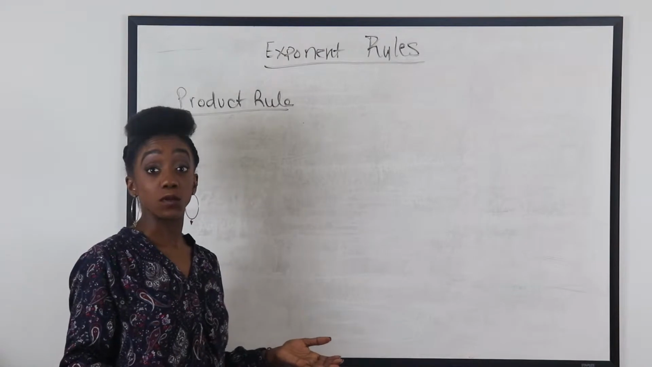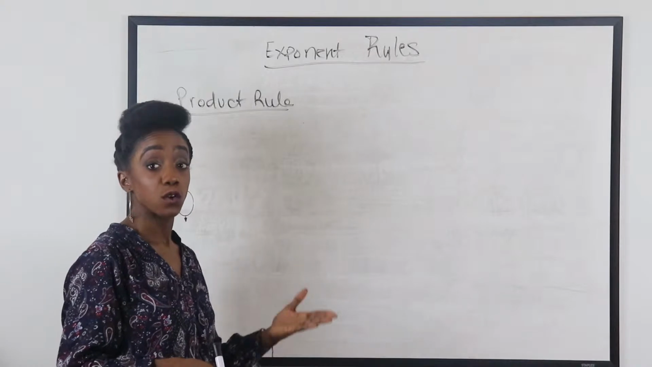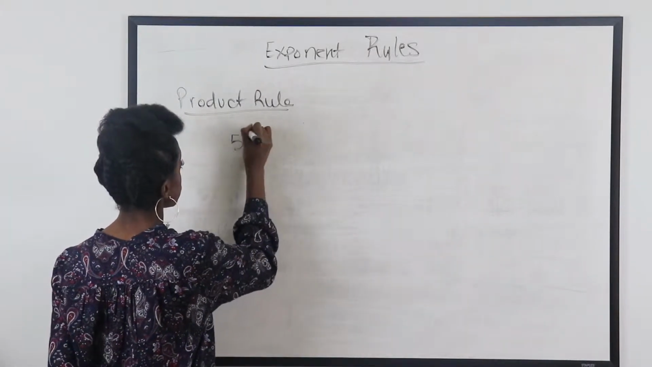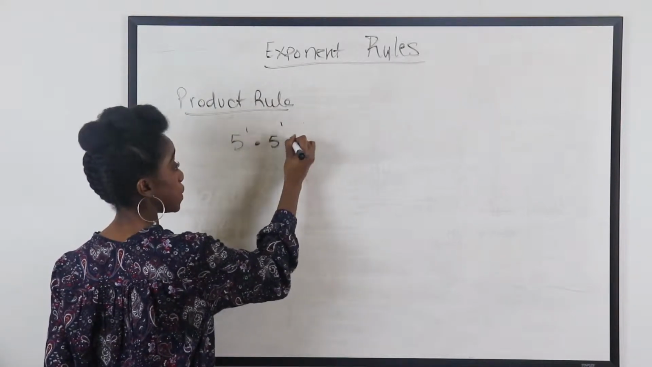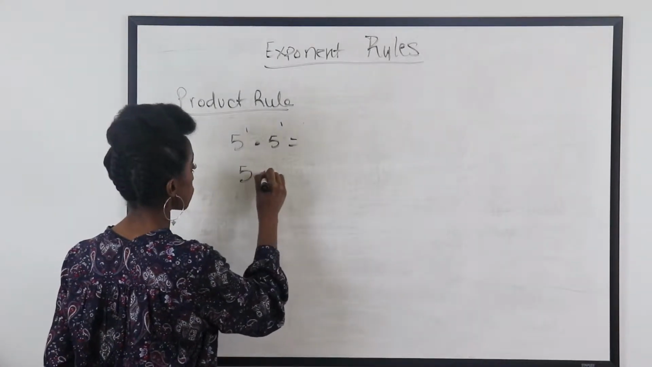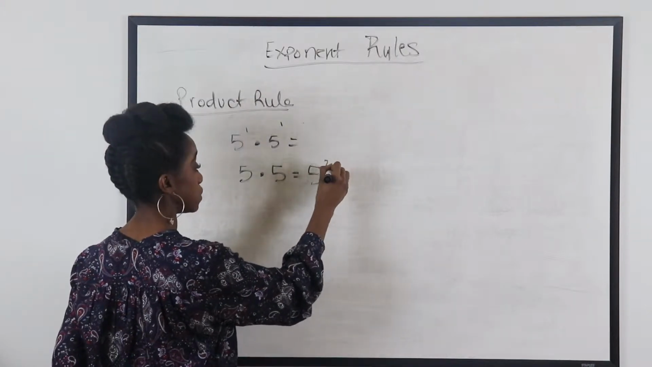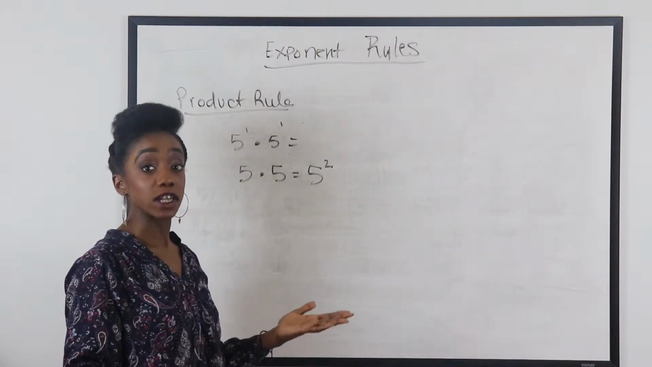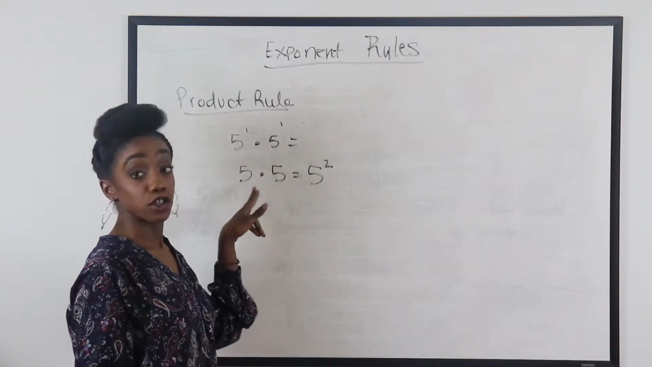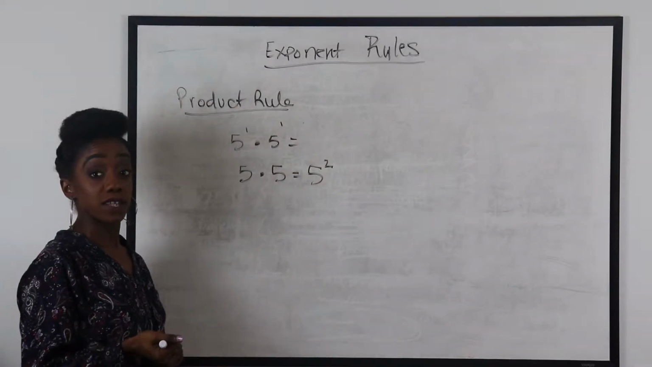You may also be dealing with the product rule. And the product rule comes when you're multiplying things with exponents. For example, 5 to the first power times 5 to the first power. Well, 5 to the first power is 5. And so this becomes 5 to the second power. Because exponents are essentially telling us how many numbers we have with multiplication. So because there are 2 numbers with multiplication, we're raising it to the second power. So now you have 5 to the second power.